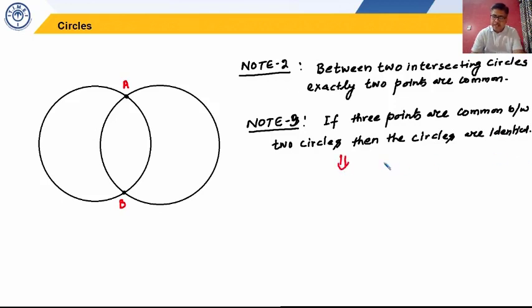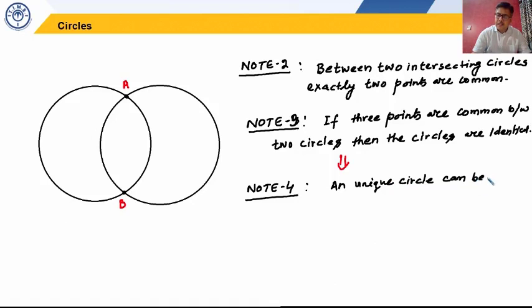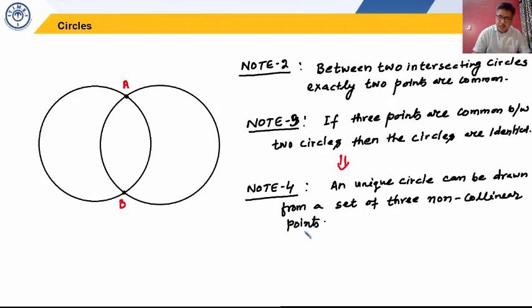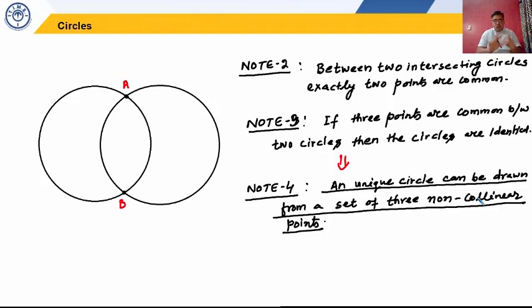So this can also be written as: a unique circle can be drawn from a set of 3 non-collinear points. So between two intersecting circles, exactly 2 points will be common. If 3 points are common, then those two circles are actually the equal circle or identical circle. Or suppose we have 3 non-collinear points like this, so we can draw a unique circle through these points. Right?